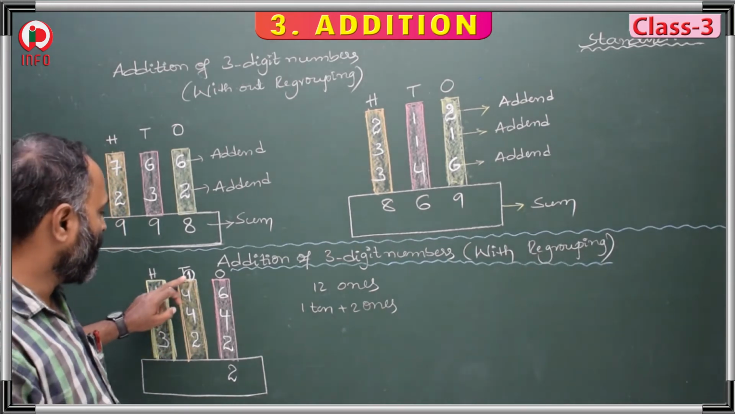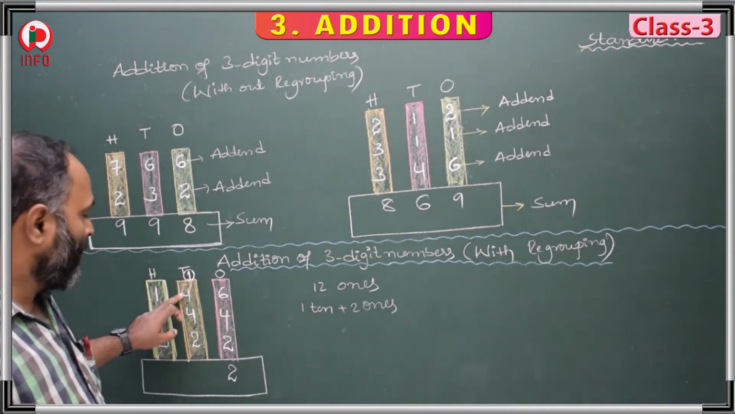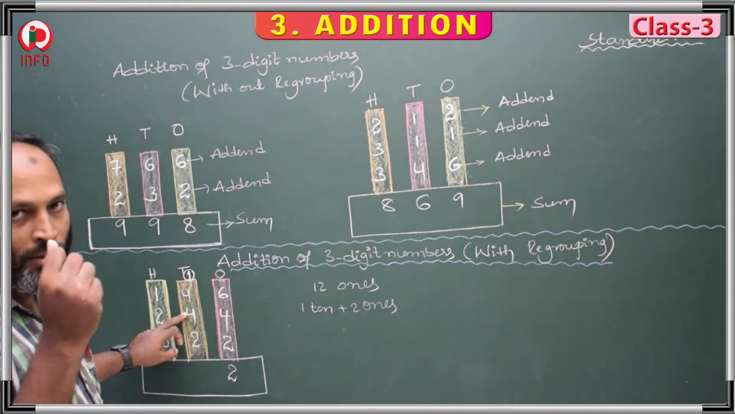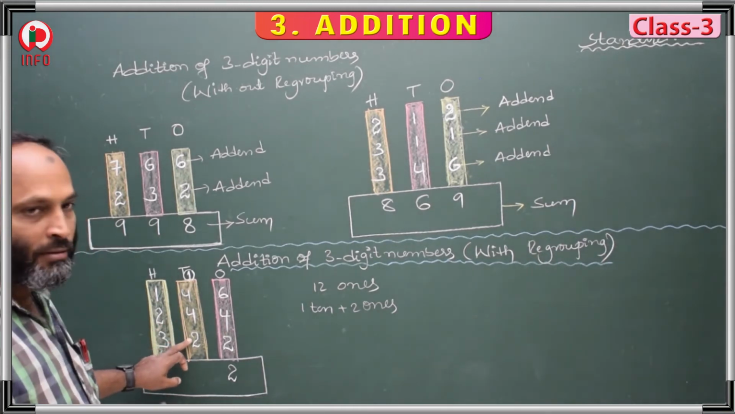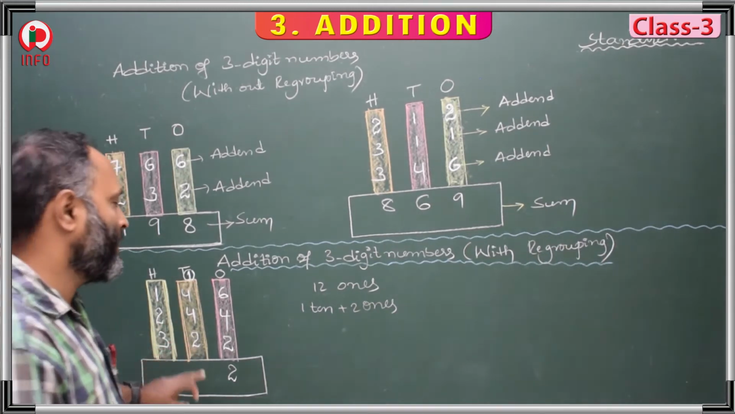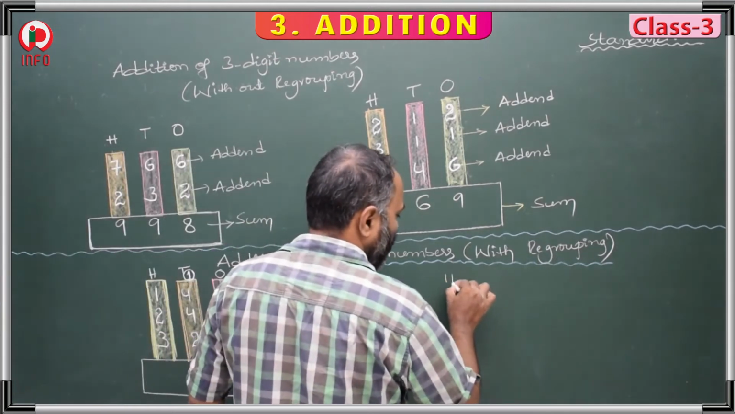Then 1 and 4. 1 plus 4, 5. 5 plus 4, 6, 7, 8, 9. 9 plus 2, 10, 11. It is 11. 11 tens.